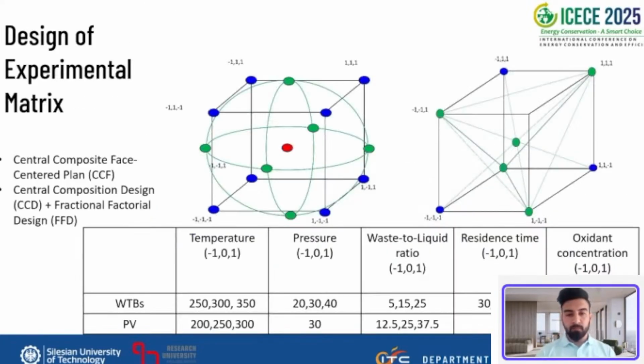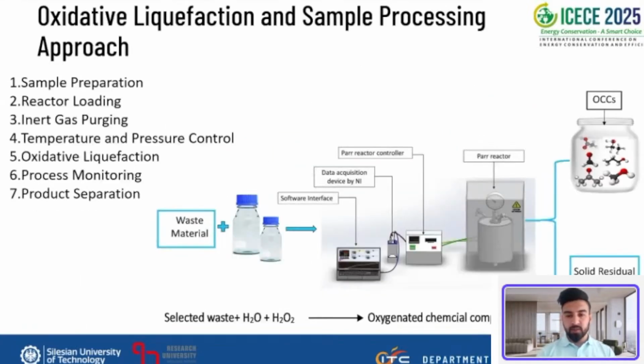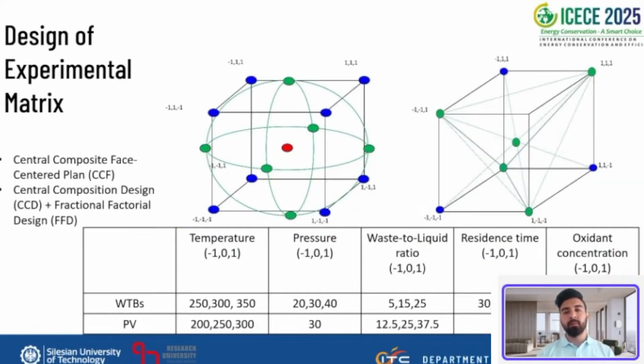So I talked about oxidative liquefaction and experimentation. Before performing the experimentation, we decided to plan a detailed experimental matrix. So we should have a proper scheme of how we're going to perform this experiment. For this purpose, we used 2 kinds of design approaches: central composite face centered plan, and we also used central composite design plus fractional factorial design.